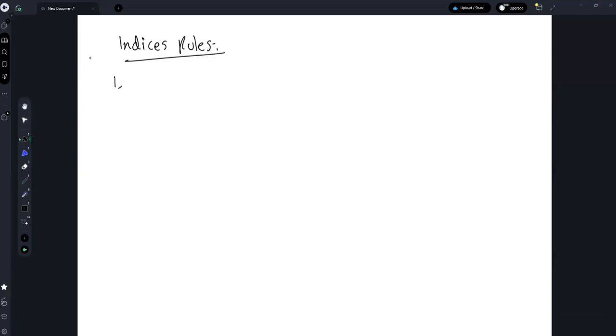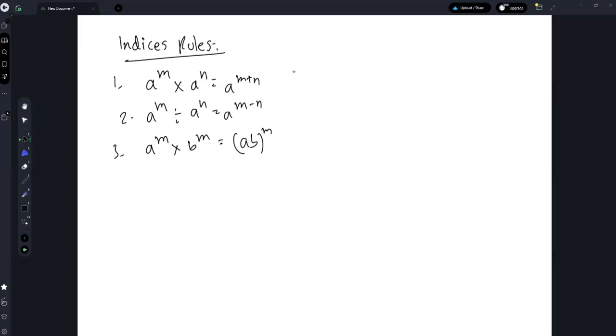We've got a to the power m times a to the power n equals a to the power m plus n. a to the power m divided by a to the power n equals a to the power m minus n. a to the power m times b to the power m equals ab whole to the power m. a to the power m divided by b to the power m equals a by b whole to the power m. So those are some follow-ups based on the multiplication and division sign for the first four.